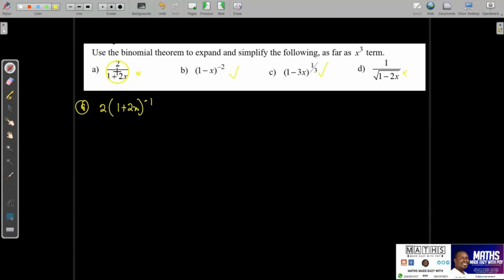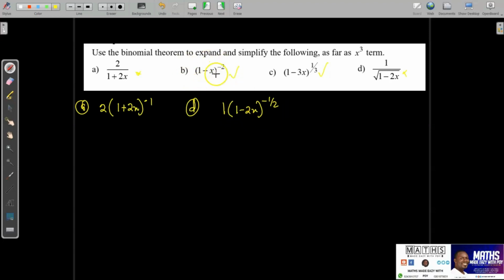This is the index form of this question. Then again, coming here, the d part, it is 1 multiplying 1 minus 2x raised to the power negative half, because the square root actually is half when you write it in a power form. But because you have 1 over that, it becomes a negative exponent value. So take note of this. Please take note of this.